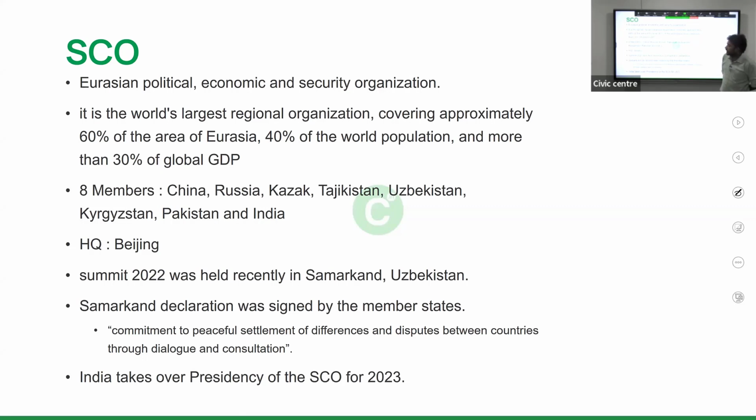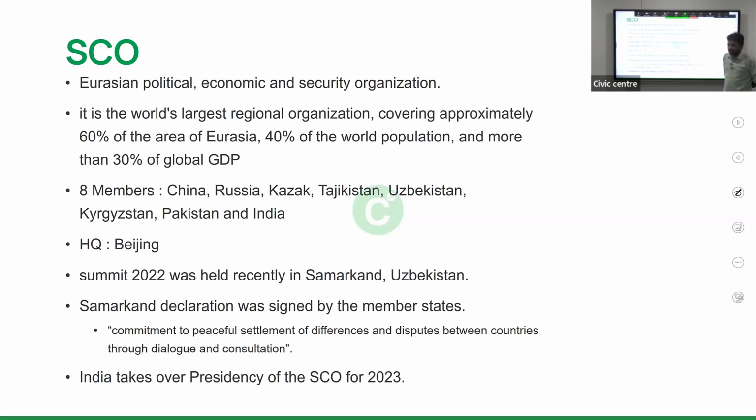Recently, India and Pakistan joined this SCO. Its headquarters is at Beijing. The recent summit was held at Samarkand in Uzbekistan, where they had a Samarkand declaration.